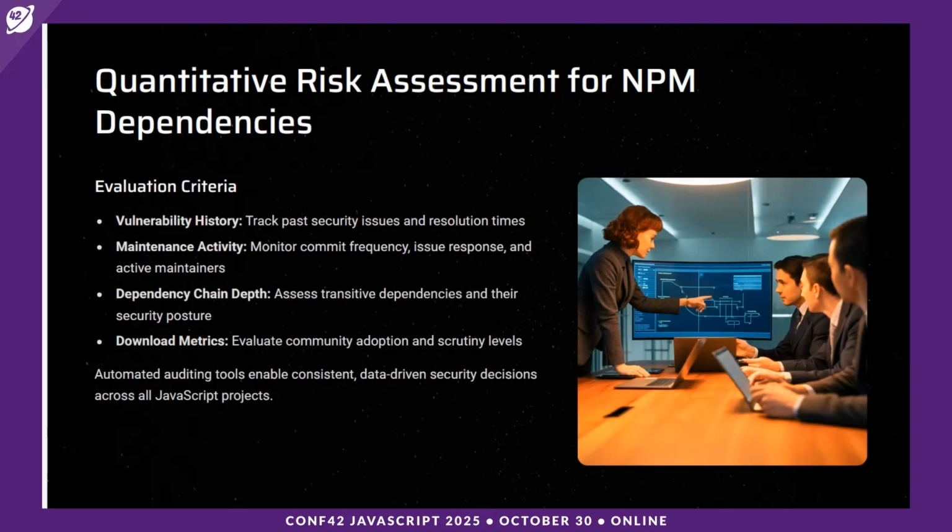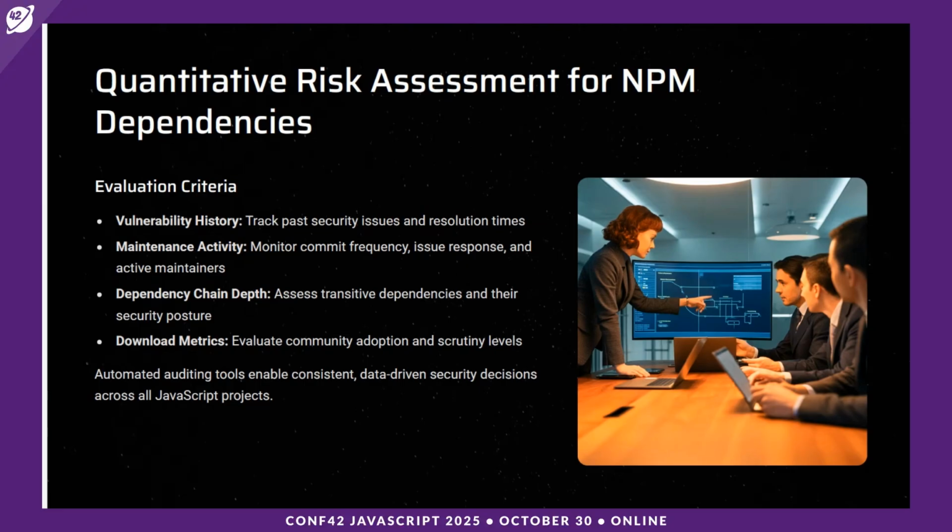Now let's see quantitative risk assessment for dependencies. Evaluation criteria: vulnerability history tracks past security issues and resolution times. How many issues are reported? What is the resolution time? Within what time has it been resolved? So it gets all the history of those vulnerabilities.